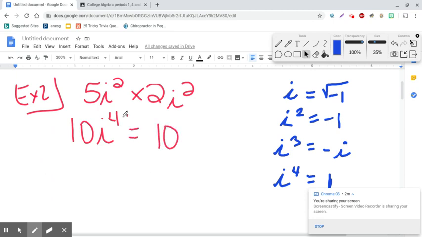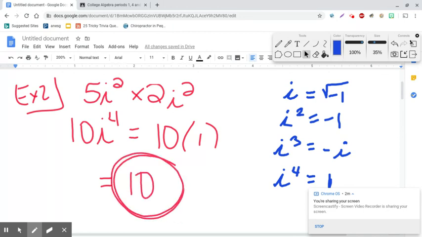Now, i to the fourth equals what? +1. So this becomes 10 times 1, which is 10. There's our answer. That's it. Not bad, right? All right, let's try another.